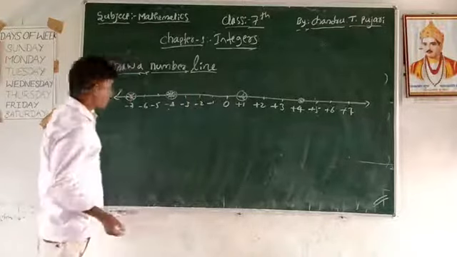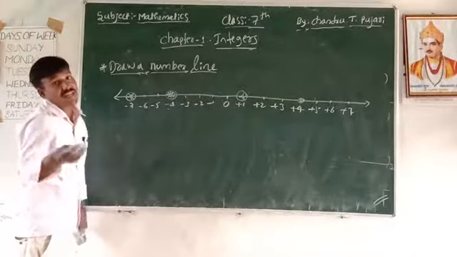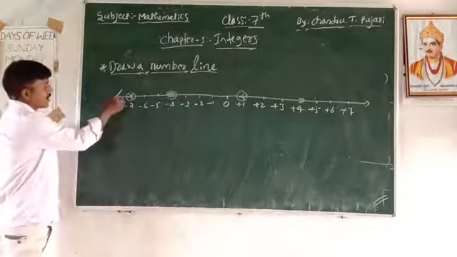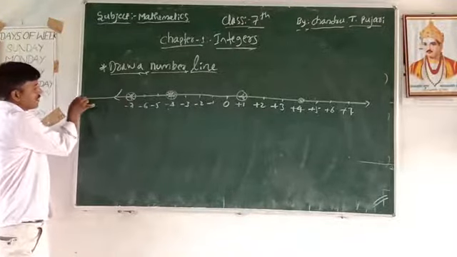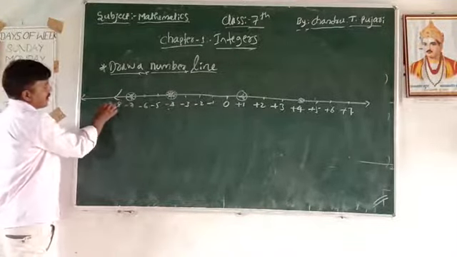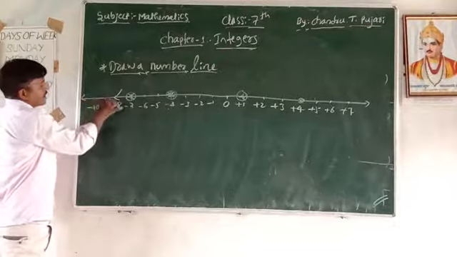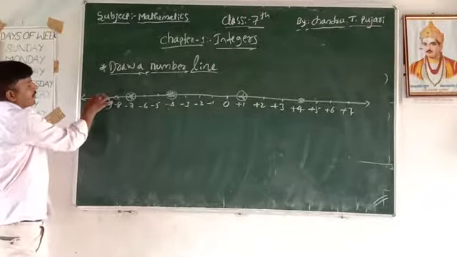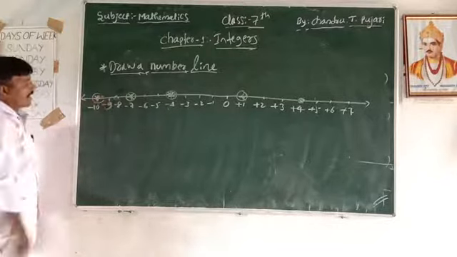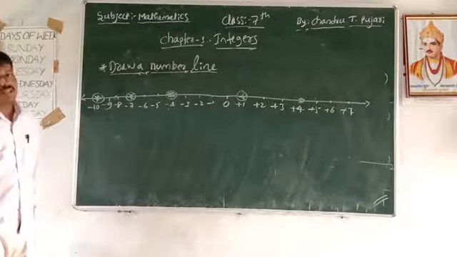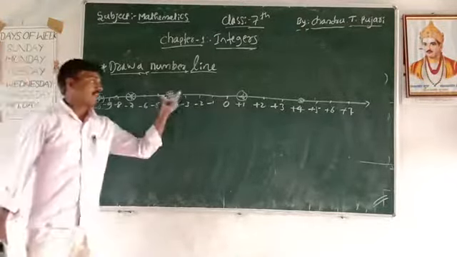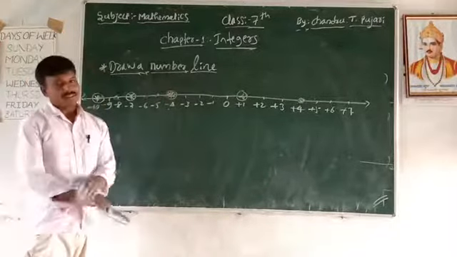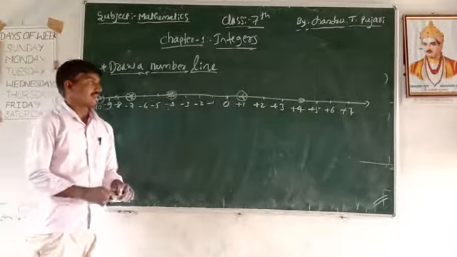Where is minus 10 on the number line? Minus 10 on the number line, you can continue the numbers like this. Therefore minus 8, minus 9, minus 10. This is minus 10 on the number line. These are all the integers on the number line.